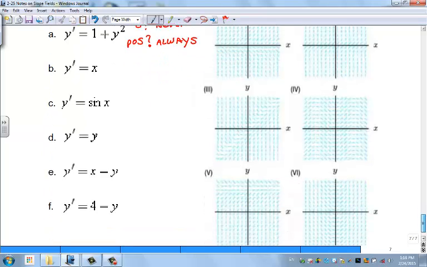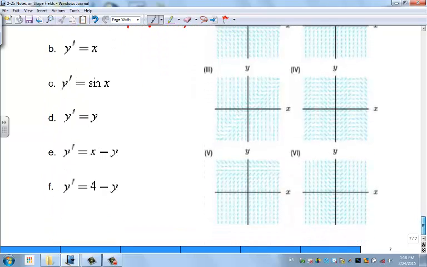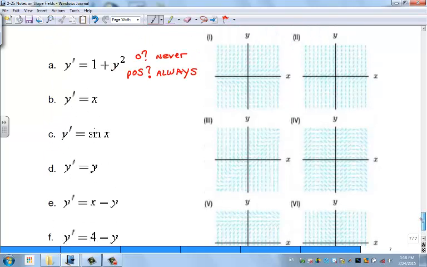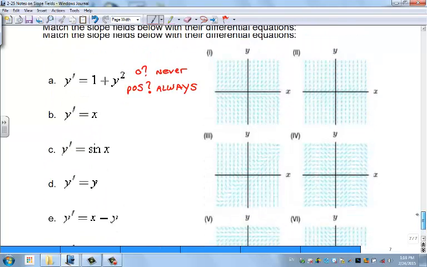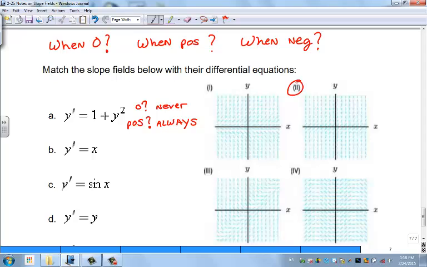Let's look. Are there any of these graphs that have all positive slopes? Never anything that goes down from left to right. Well, if you look at number 2, guess what? It's always positive. If you look at it, there are some very steep positive lines, but basically they are all positive slopes. So number 2 would be the answer to part A.